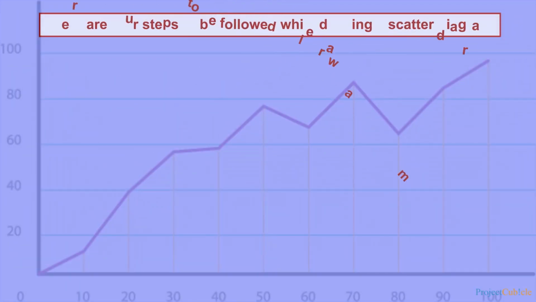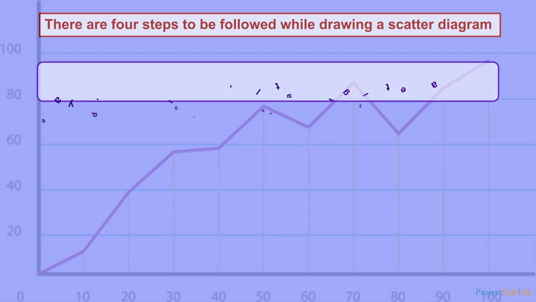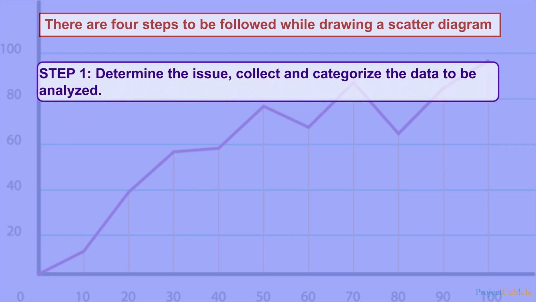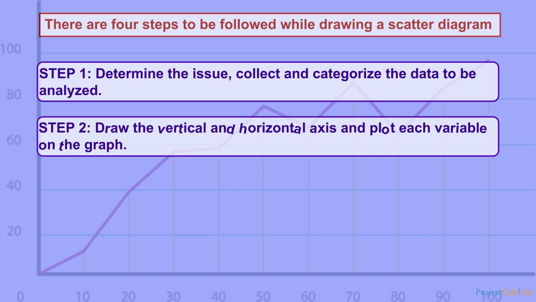There are 4 steps to be followed while drawing a scatter diagram. Step 1. Determine the issue, collect and categorize the data to be analyzed. Step 2. Draw the vertical and horizontal axis and plot each variable on the graph.